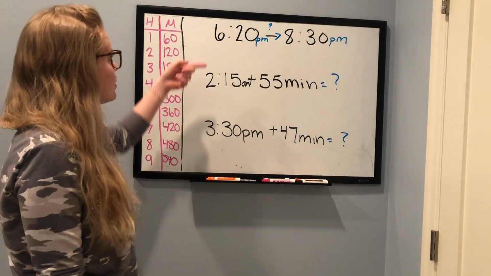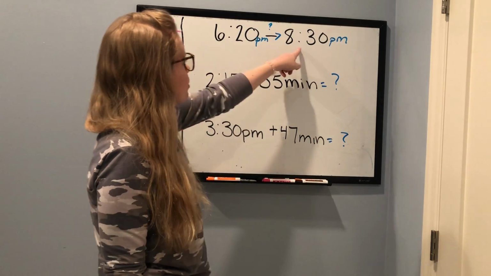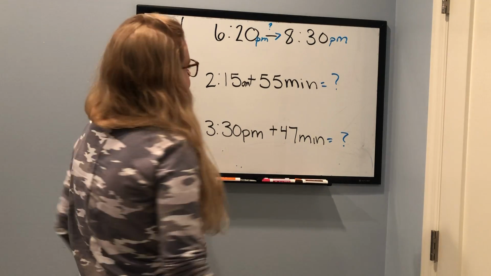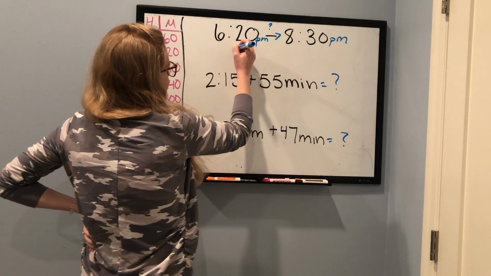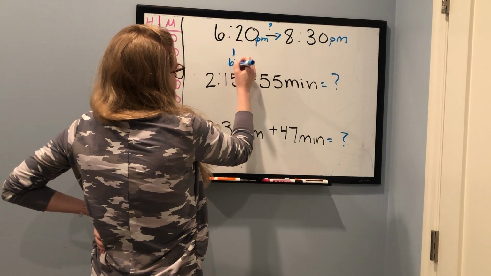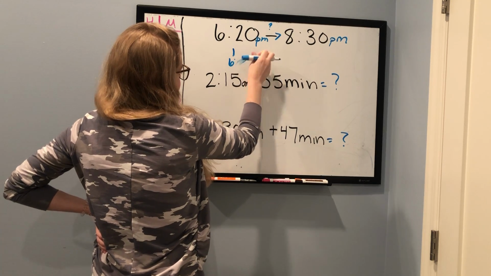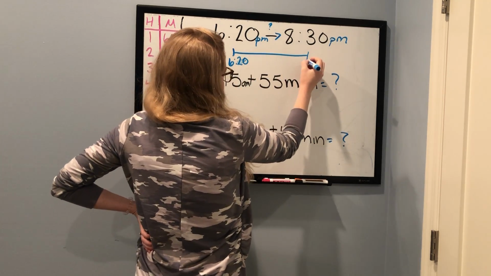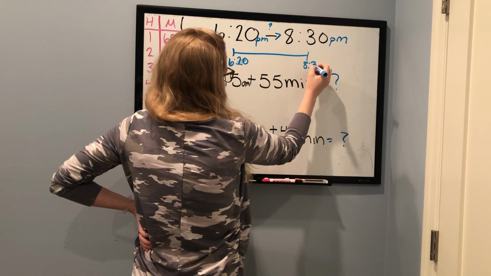So first, getting from 6:20 to 8:30 p.m. I think that you all know what I would have done. I would have done a number line. So we start here at 6:20. And we go to 8:30.